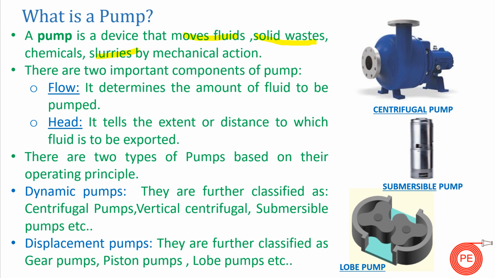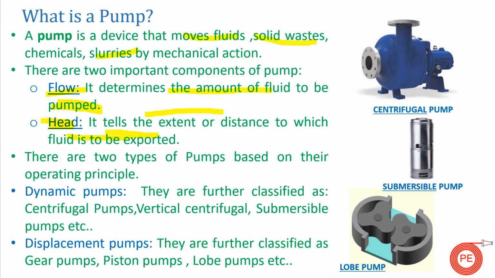So a pump has two important components. One is flow and another is head. So what is flow? Flow tells the amount of fluid to be pumped. It tells the quantity that is to be pumped from one place to another. And what is head? Head tells the extent or the distance to which we want our fluid to be exported. So if we want to design or select a pump, we will require two components: one will be our flow and another will be our head.